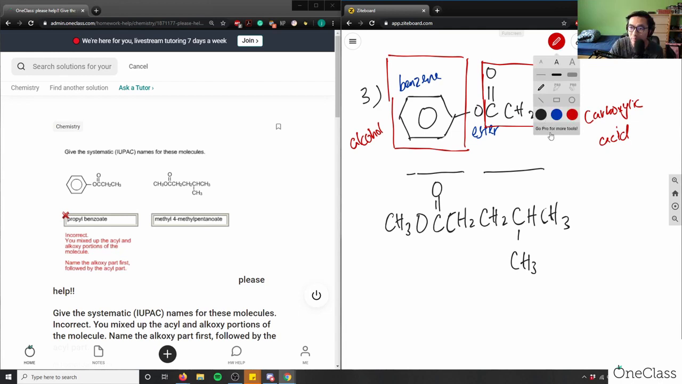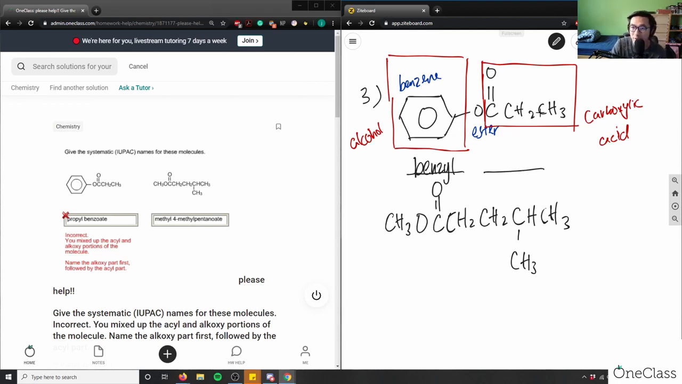So in order to label this, we would have to label the alcohol part first, and then our carboxylic acid next. Our alcohol part is this benzene here. So you can say this is benzyl, because we have benzene, but then it would be a YL. Remember, we have to drop the ene here, and we add the YL for our alkyl part. So this is our benzyl part.